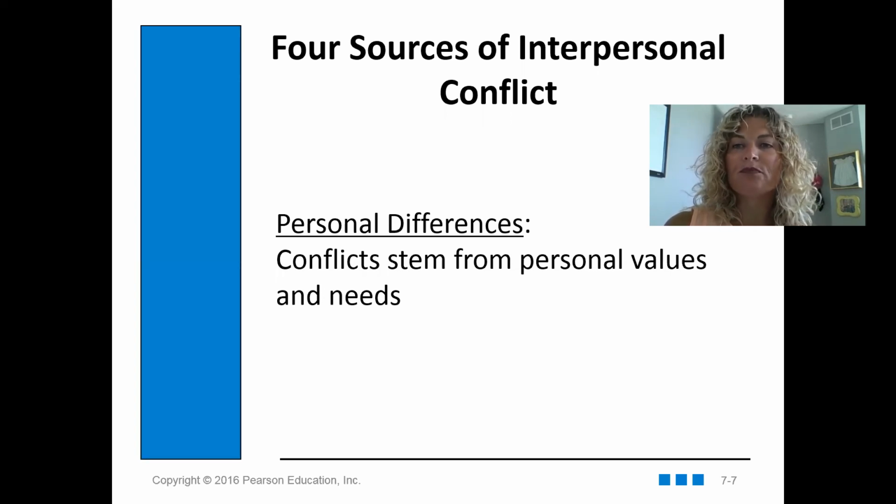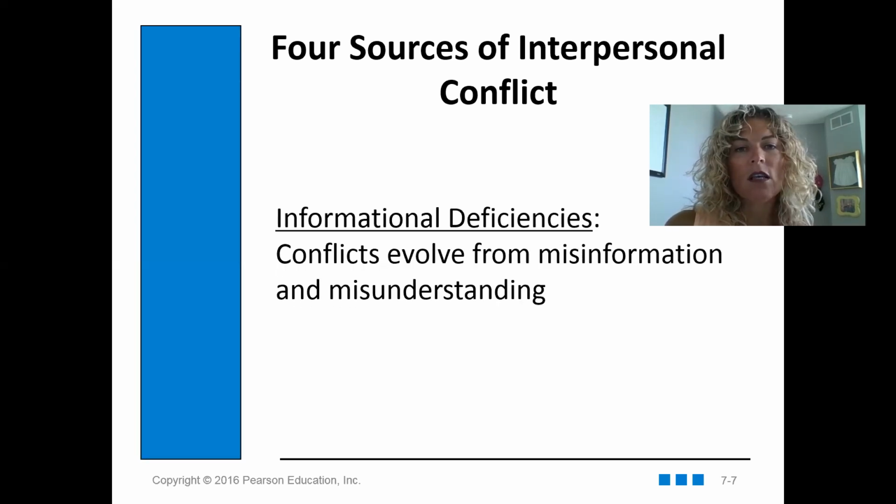All right. And so again, learning about these differences is a really good thing, and it helps maybe eliminate or helps our understanding in future conflicts. Informational deficiencies is another source of conflict. So conflict evolves from misinformation and misunderstanding. So very common. This is probably one of the easier conflicts to resolve, because once I realize that this is the source of the conflict, I can get the correct information to this individual or explain better what I really meant if they misunderstood what I said.